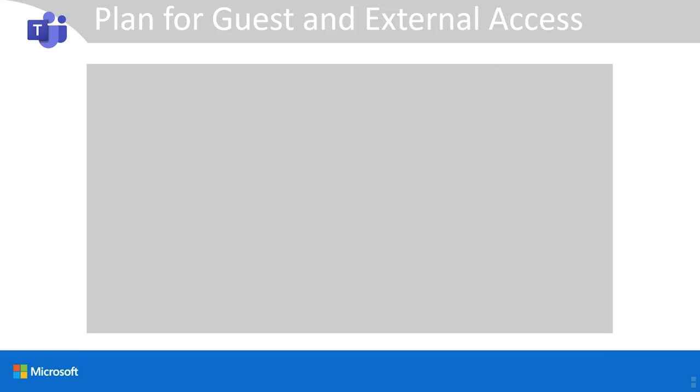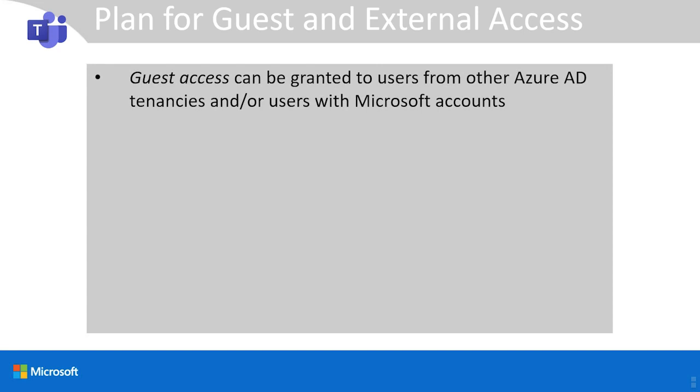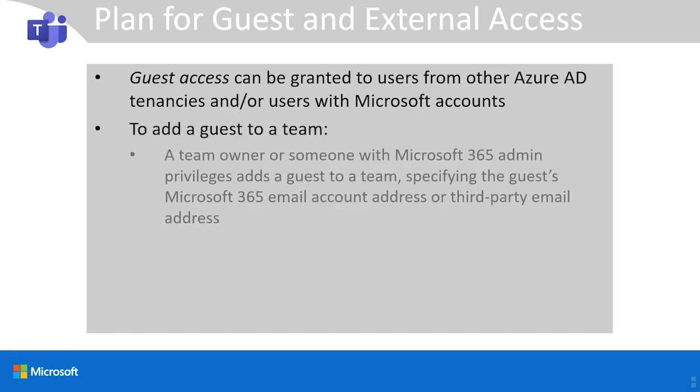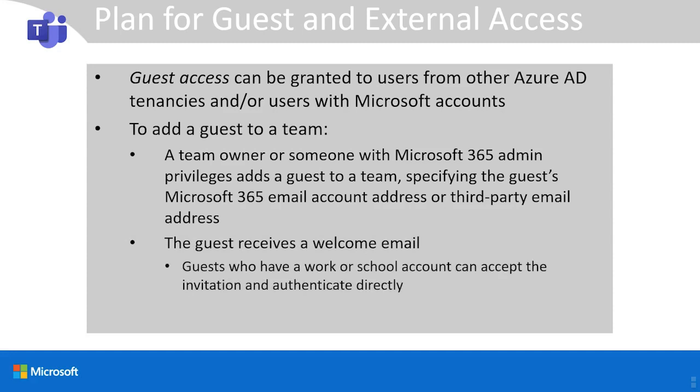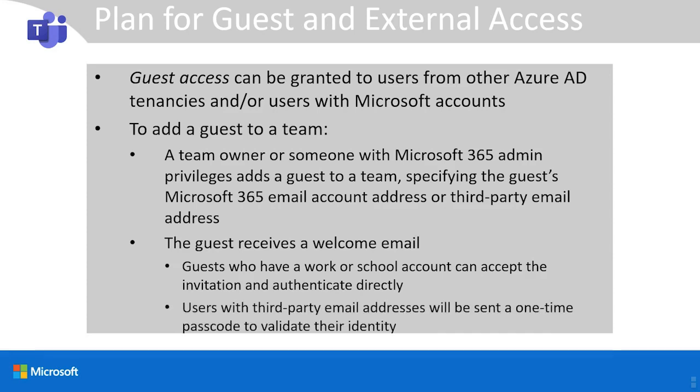Access to Teams is not limited to users from within your own Microsoft 365 tenancy. If members of your organization want to use Teams to collaborate with members of partner organizations, you can grant guest access to users from other Azure AD tenancies or users with Microsoft accounts. Adding a guest to a team is a straightforward process. A team owner, or someone with Microsoft 365 admin privileges, adds a guest to a team, specifying the guest's Microsoft 365 email account address or third-party email address. The guest receives a welcome email. If the guest has a Microsoft 365 work or school account, they can accept the invitation and authenticate directly. Users with third-party email addresses are sent a one-time passcode to validate their identity.